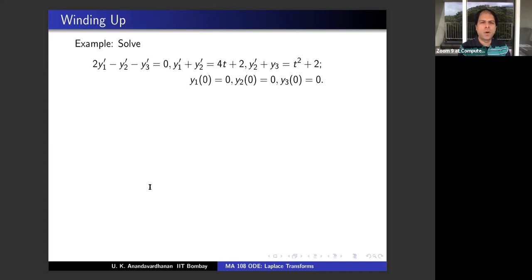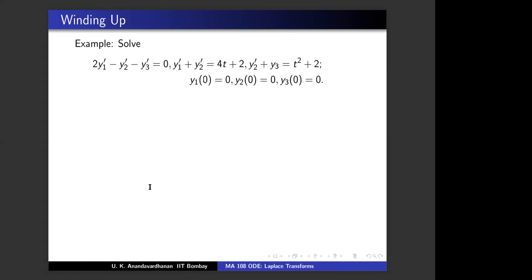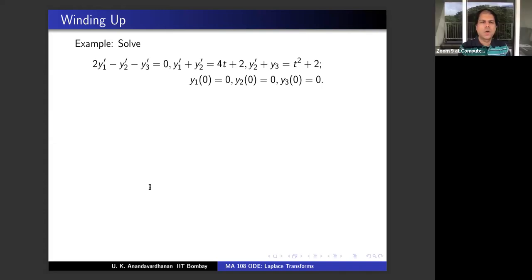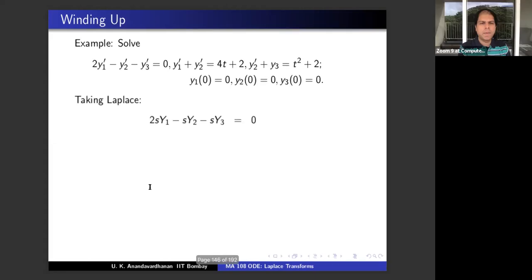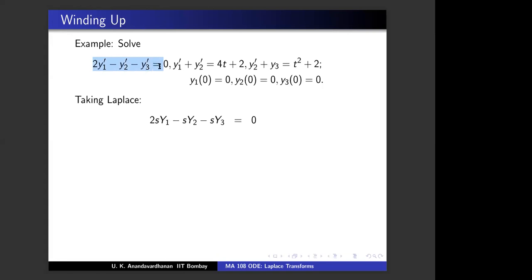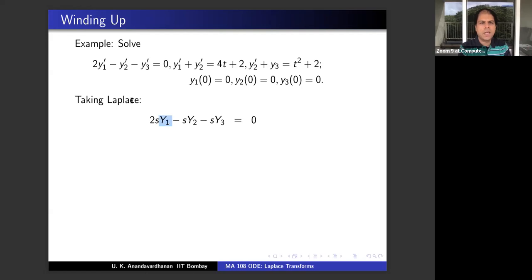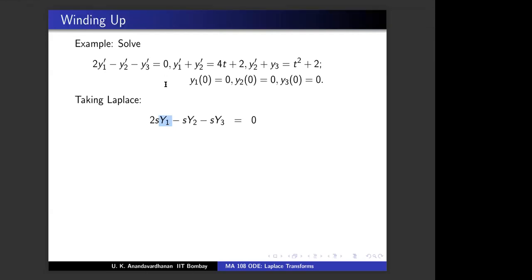So here is one more. Is this a system of equations? Yes, sir. Three variables. This is a system of equations, and you have y1, y2, and y3. These are all functions of t. So apply Laplace transform. In the first, you got 2s Y1 minus s Y2 minus Y3. What is this notation? Capital Y1 is the Laplace transform of small y1.